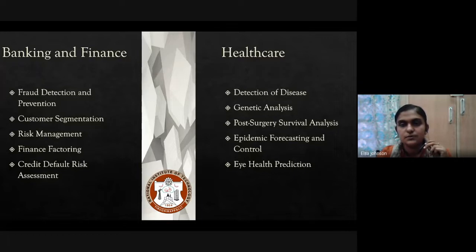So in the detection of a disease, based on different data, you can predict if there is a risk of getting diabetes, cardiovascular disease, or a chance of seizure. All those things are present hot research topics. Then genetic analysis. Genetic analysis means our own DNA strand is said to have a huge amount of data in you.